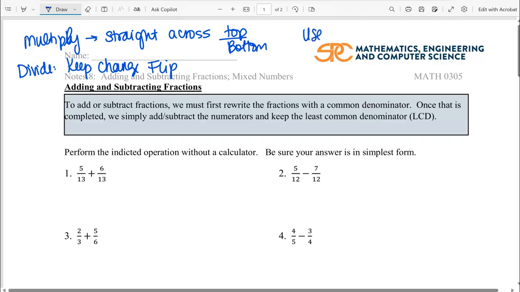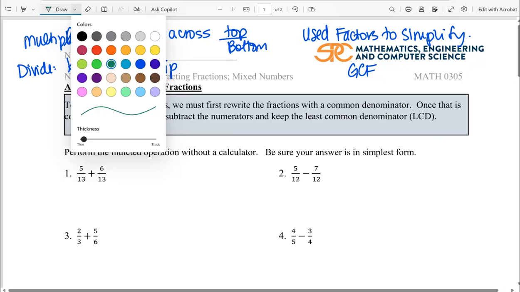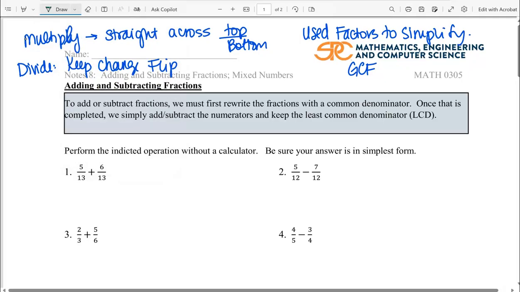We also used factors to simplify. Remember, we found numbers that both top and bottom had in common, the factors that they had in common, and simplified until we couldn't go anymore. This is where we use the GCF, greatest common factor. Well, in today's conversation, we are adding and subtracting fractions.